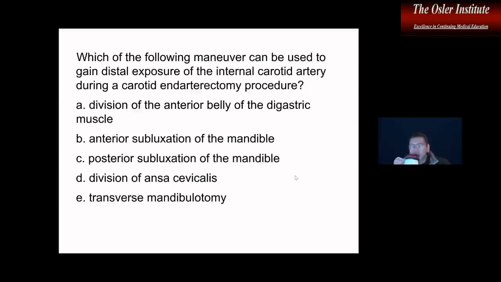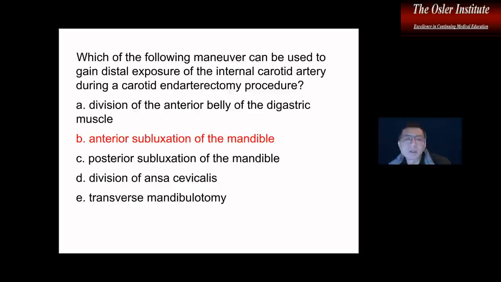I'll give you a few minutes. Okay, somebody put down C. I had a person put down A. The responses from folks are C and A.